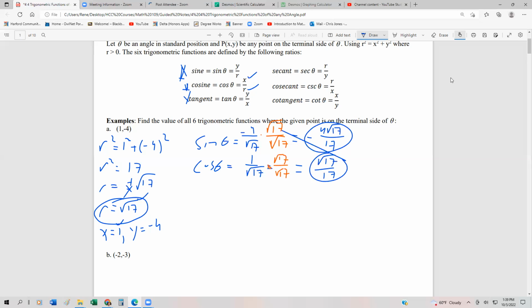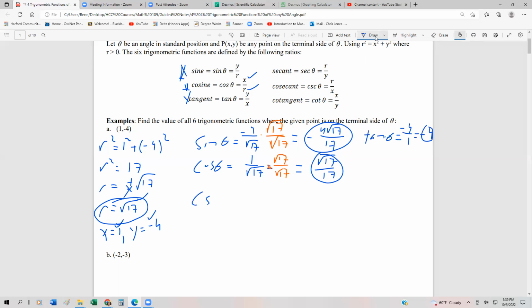And then finally, for the tangent, that's probably one of the easier ones because that's going to be y over x. So the tangent of theta is going to be equal to y over x, which is negative 4 over 1, which is negative 4. For the remaining functions, we just take the reciprocals.